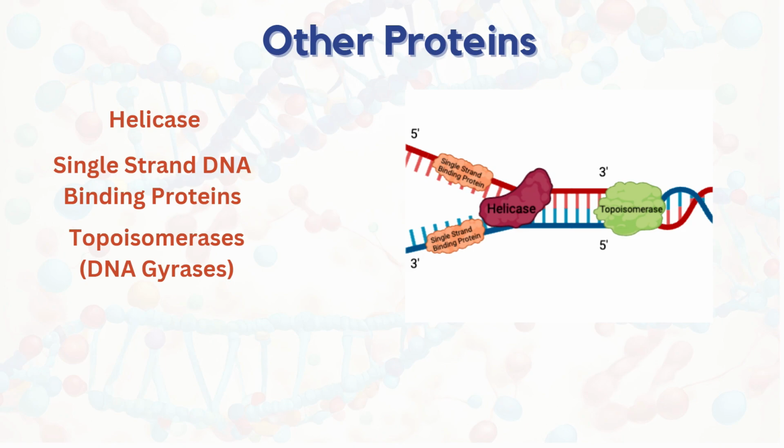Topoisomerases or gyrases. The action of a helicase introduces a positive supercoil into the duplex ahead of the replication fork. Enzymes called topoisomerases relax the supercoil by attaching to the transiently supercoiled duplex, nicking one of the strands, and rotating it through the unbroken strand. The nick is then released.